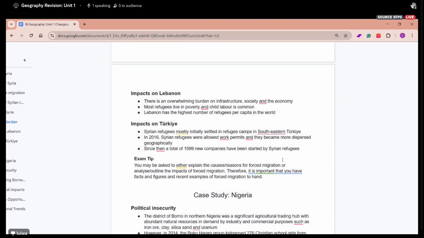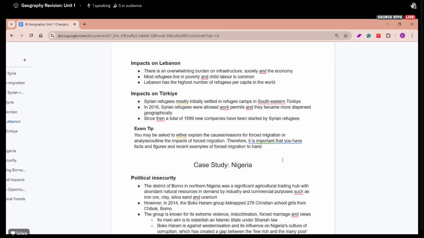And an exam tip is you may be asked to either explain the causes for forced migration or analyze the impact. Therefore, it is important you have facts and figures and recent examples of forced migration to hand. So if you're asked about it, it's really good to have this case study understood as a whole, both on how it happened and who it impacted. And another case study is Nigeria.